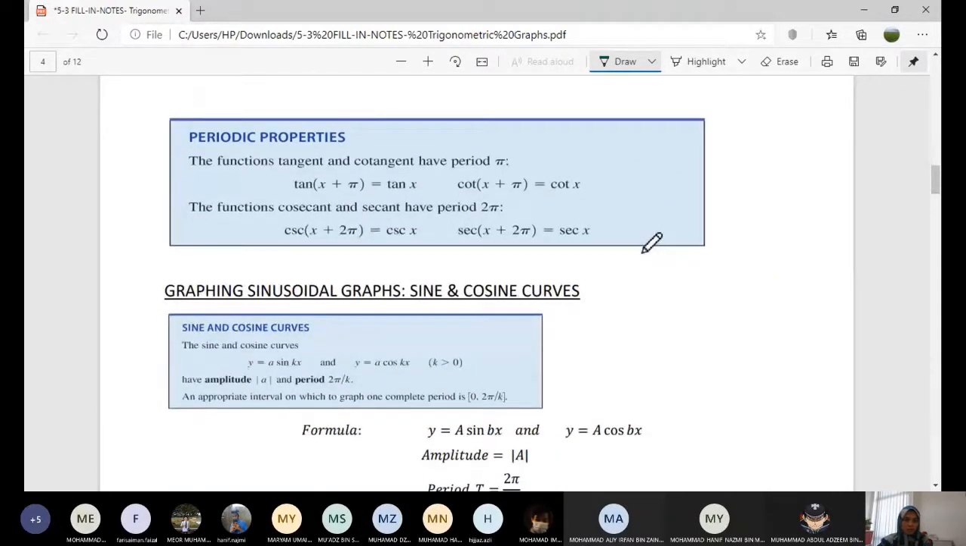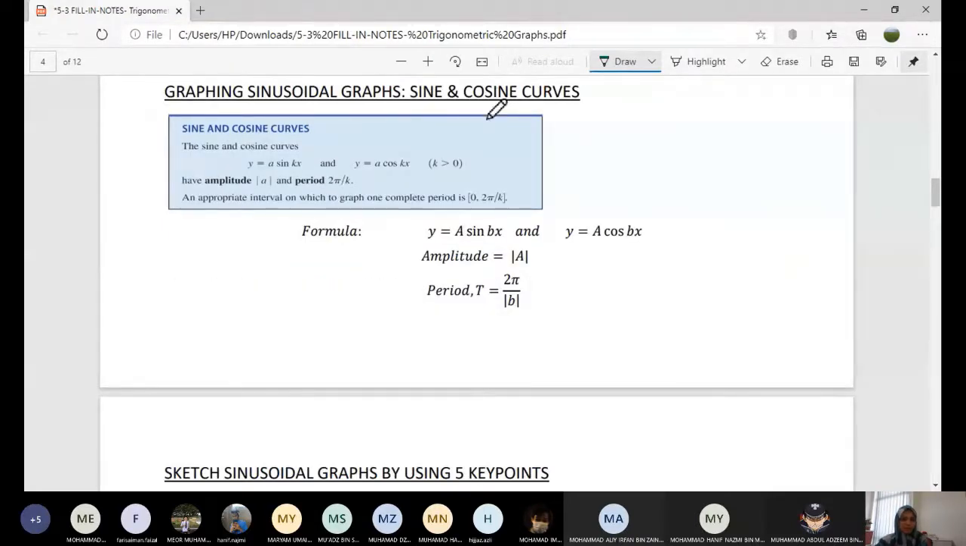And this is the period properties for tangent and cotangent. For tangent, we have pi. And here, cotangent also we have pi. Cosecant, we have 2 pi, same thing as secant. Secant is 2 pi, of course.